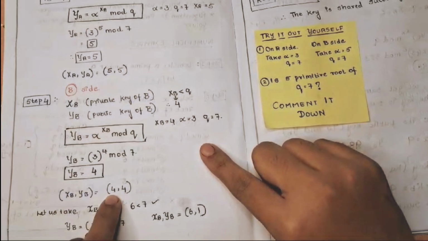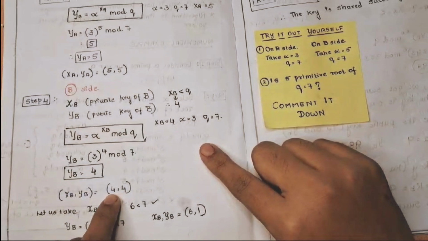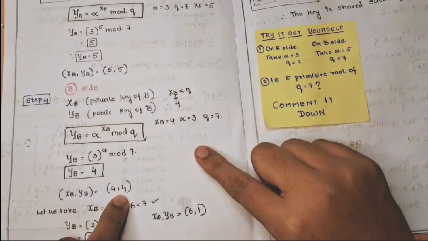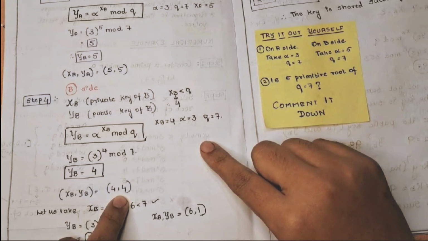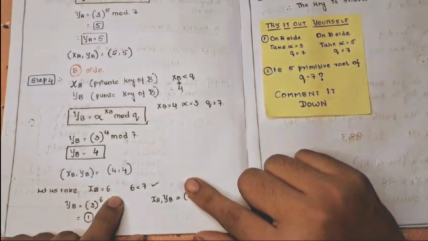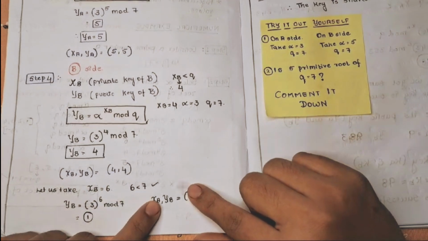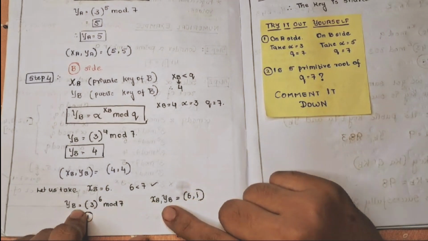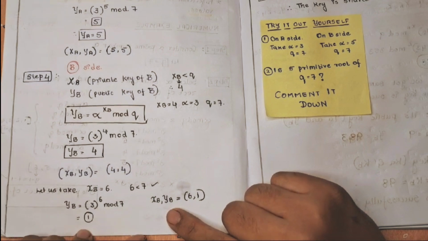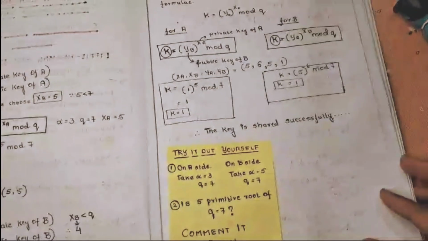So because unfortunately we have got YB as 4, which is similar to that of XA, there's a little change in the values which we must take. So let us start taking XB equal to 6. So 6 is lesser than 7. So yes, we start calculating with 3 to the power 6, which is XA equal to XB equal to 6 mod 7. We are going to get 1.